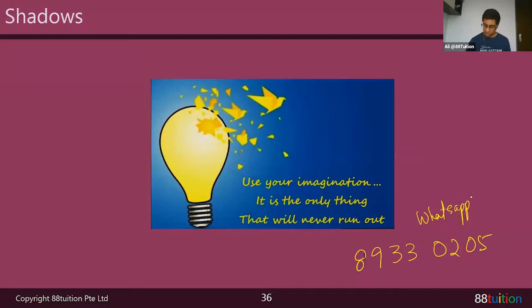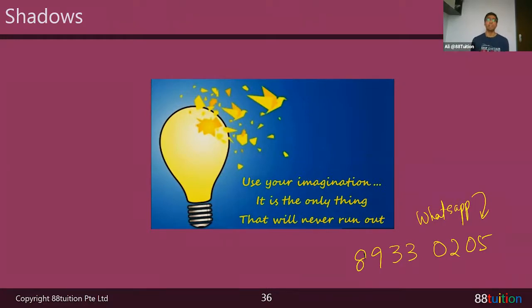And you are welcome to see the picture that I put here. Use your imagination. It's the only thing that will never run out. Why? Because shadows is all about imagination. If your parents don't allow you, you tell them you have a project to show your teacher. And then say, if you show me the picture next week, your picture will come out in the lesson. That's what you have to tell your parents. Your parents don't allow you to WhatsApp? Of course, they will allow you to WhatsApp your teacher.